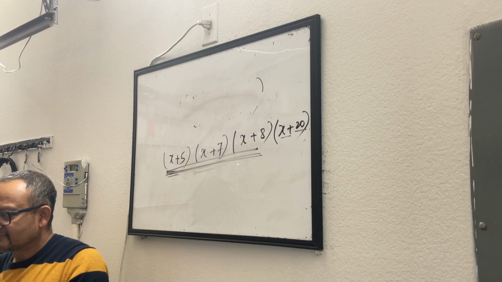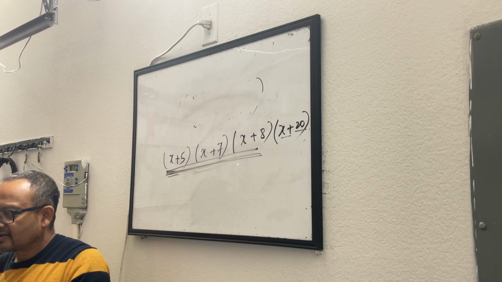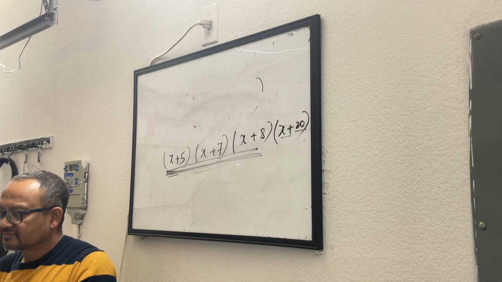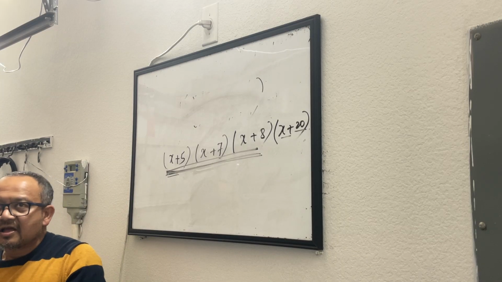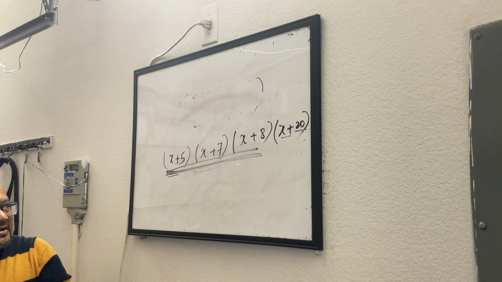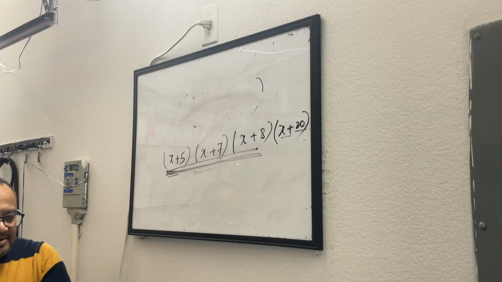When it says fixing, does it mean that you pick one of the parentheses and then multiply each one by everything else?